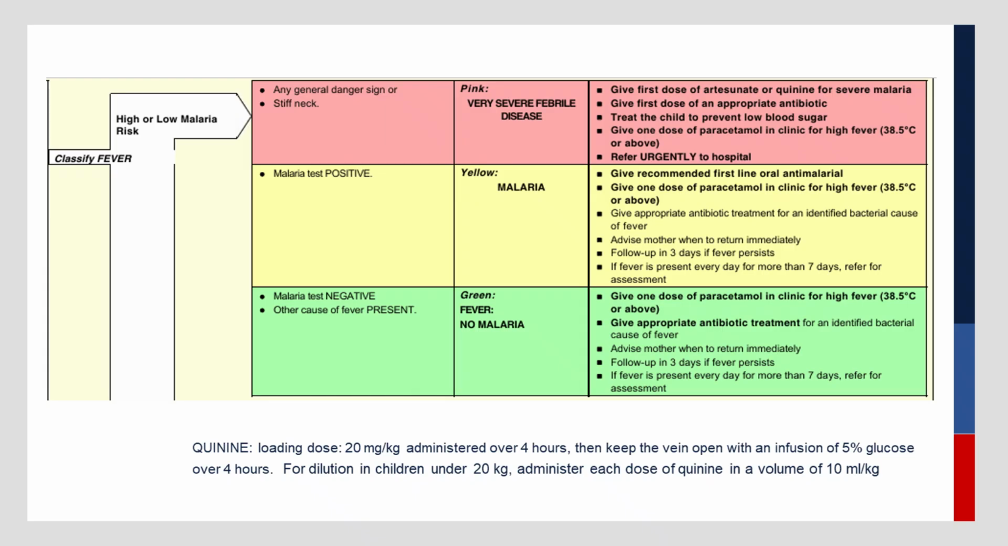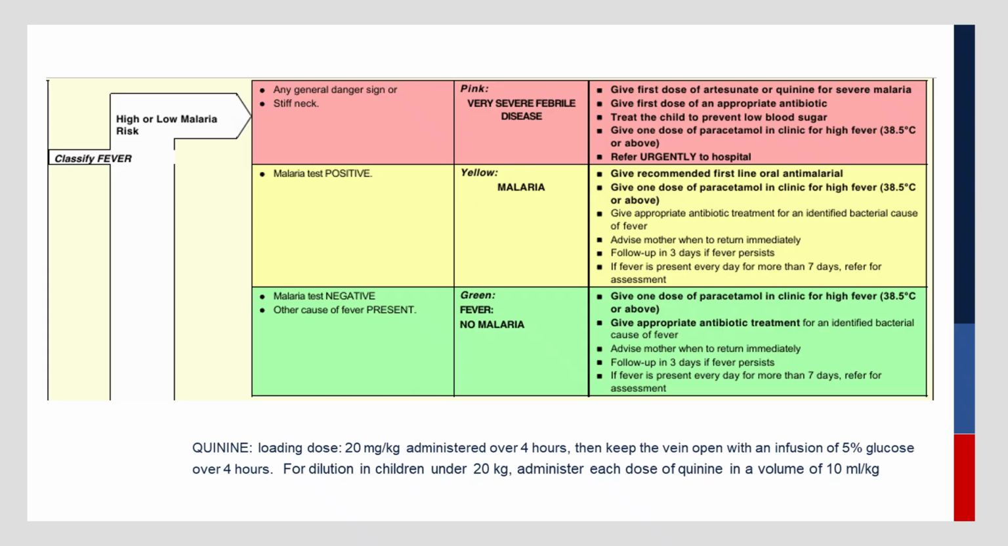So if you have this in your clinic, you're going to give them the first dose, and then you're going to give them the first dose of an appropriate antibiotic. Again, try to prevent low blood sugar. If the child is having high-grade fever, give them paracetamol and refer the child to the hospital.